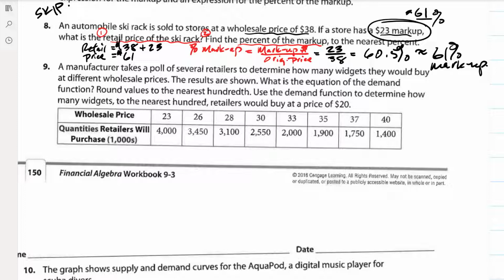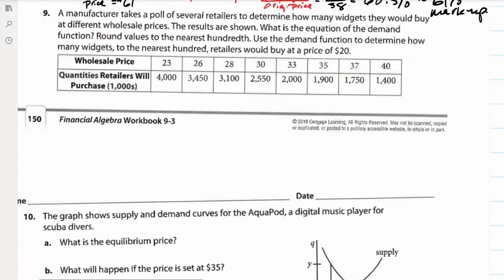Now number 9. Okay, here we go. Number 9: a manufacturer takes a poll of several retailers to determine how many widgets they would buy at different wholesale prices. The results are shown. What is the equation of the demand function? Then use the demand function to determine how many widgets, to the nearest hundredth, retailers buy at a price of 120.